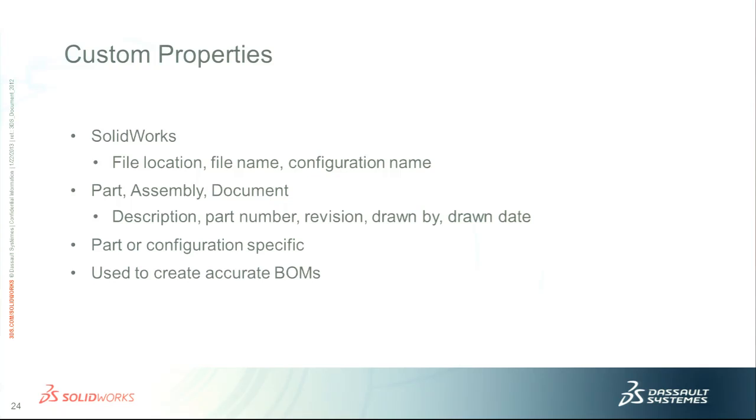There's also custom properties that'll say things like file location or file name or configuration name. Right, so all of this information can be put into a bill of materials. These are custom properties that are generated out of SolidWorks. They sort of fit into the back end of a SolidWorks part or assembly file. Okay, part or configuration specific custom properties, I'll talk about that in just a minute. And so again, we're using the custom properties to help us generate accurate BOMs.